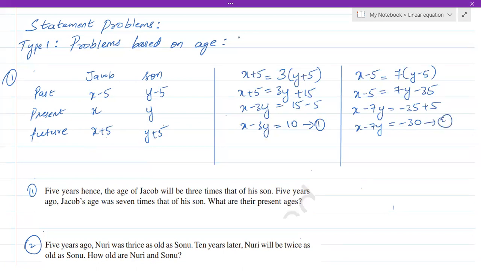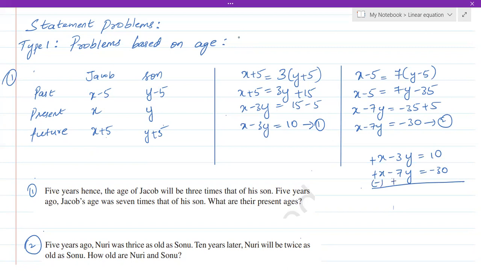Now let's solve equations 1 and 2 by the elimination method. X minus 3Y is equal to 10. X minus 7Y is equal to minus 30. If you observe, both have plus X, so we have to change the sign.